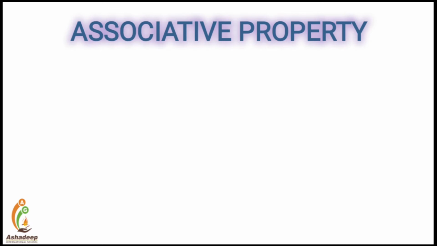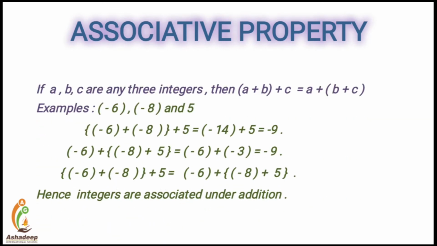That is associative property. In associative property, if a, b, c are any three integers, then a plus b plus c is equal to a plus b plus c. See, you know that whenever we have to add more than two numbers, we are making group first.